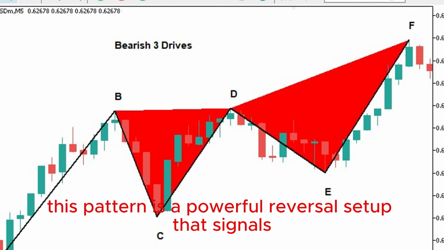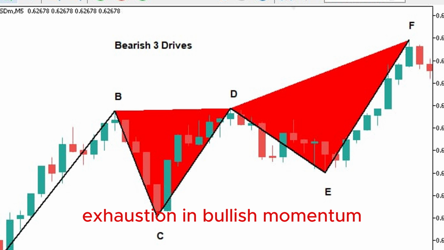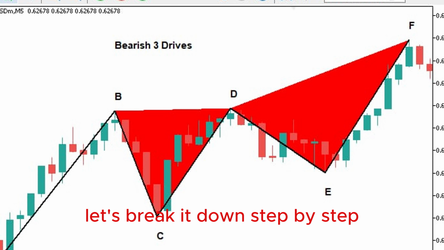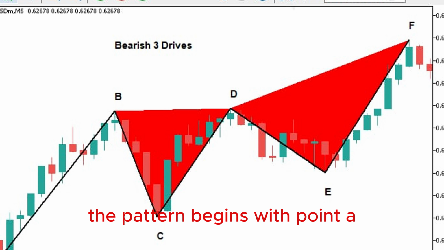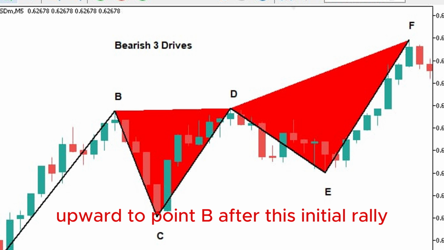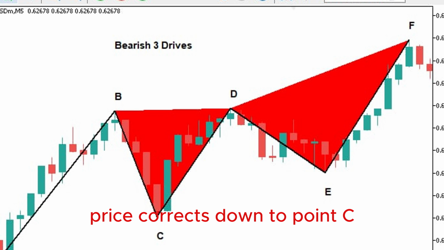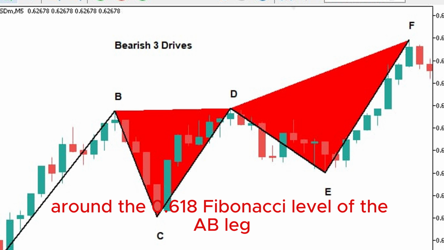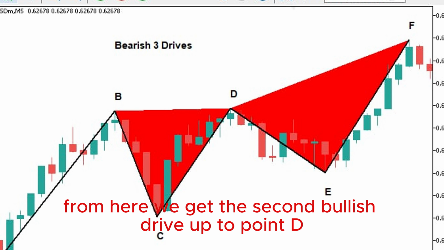chart. This pattern is a powerful reversal setup that signals exhaustion in bullish momentum after 3 consecutive upward pushes. Let's break it down step by step. The pattern begins with point A, where the market starts its first bullish leg upward to point B. After this initial rally, price corrects down to point C, which usually retraces around the 0.618 Fibonacci level of the AB leg. From here, we get the second bullish drive up to point D.